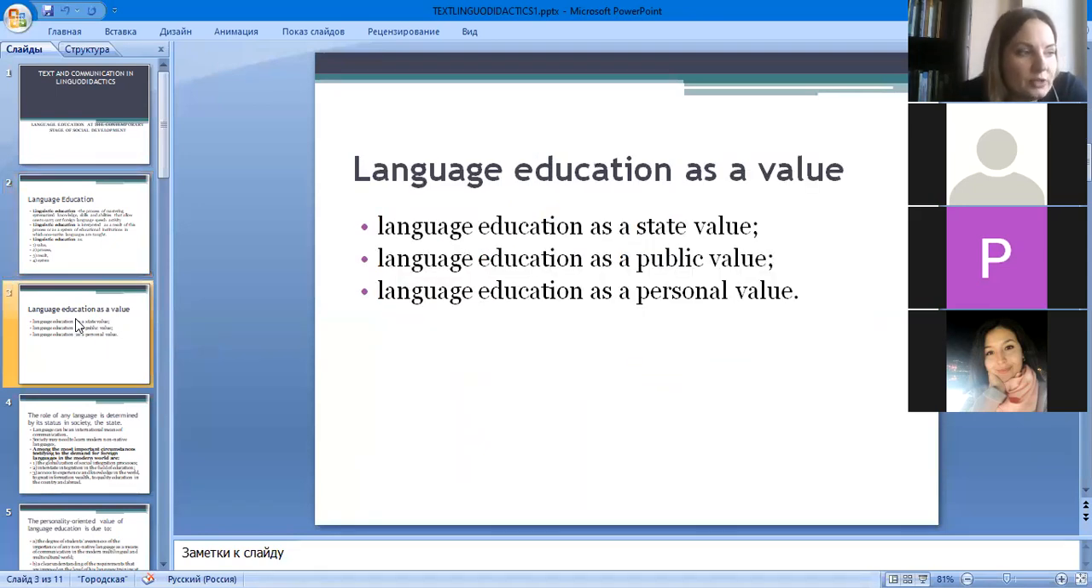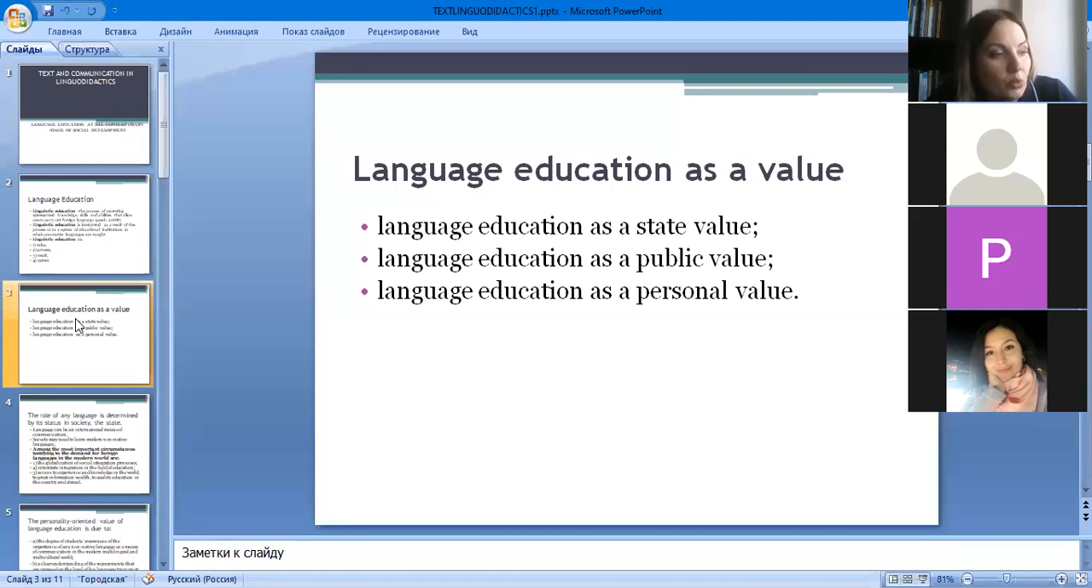So aspect division of this analyzed concept doesn't mean violation of its integrity. Moreover, to show its essence as a complex and multifaceted phenomenon, we can only in the unity and complex characteristics of this concept. So we are starting with language education as a value.